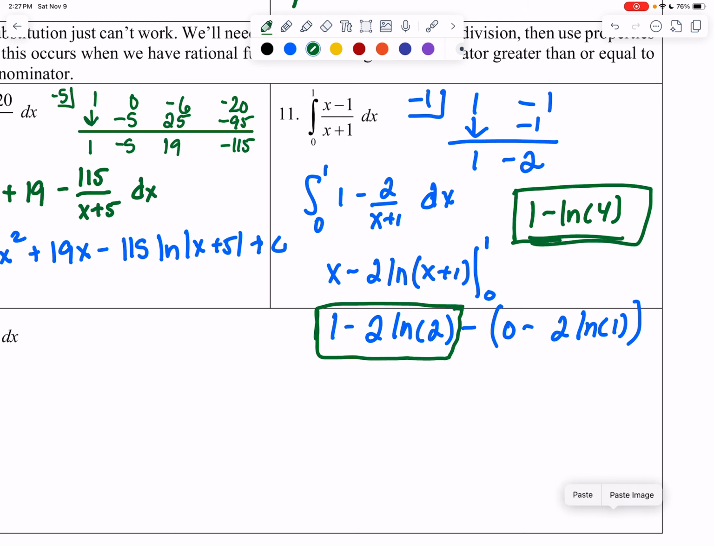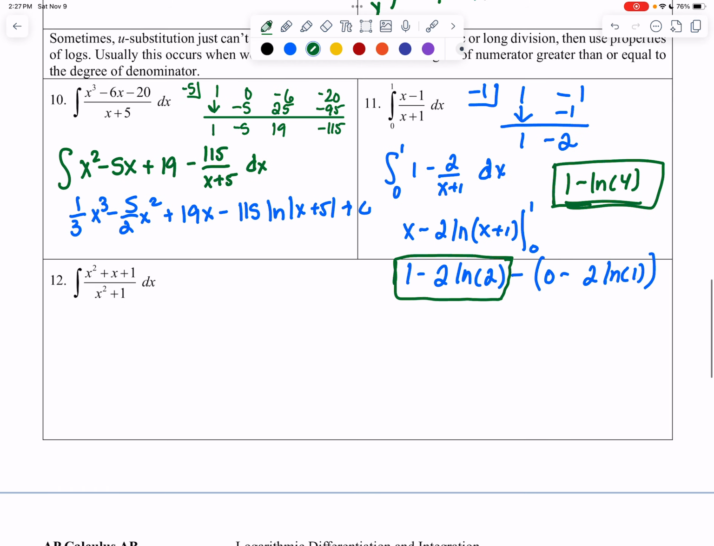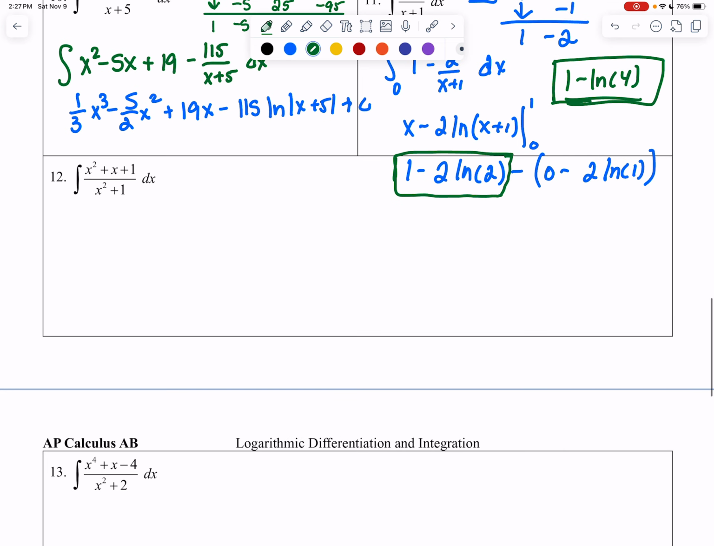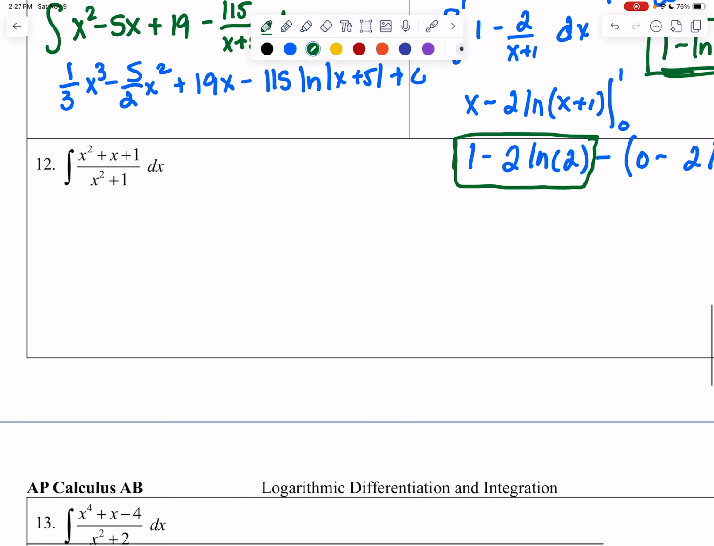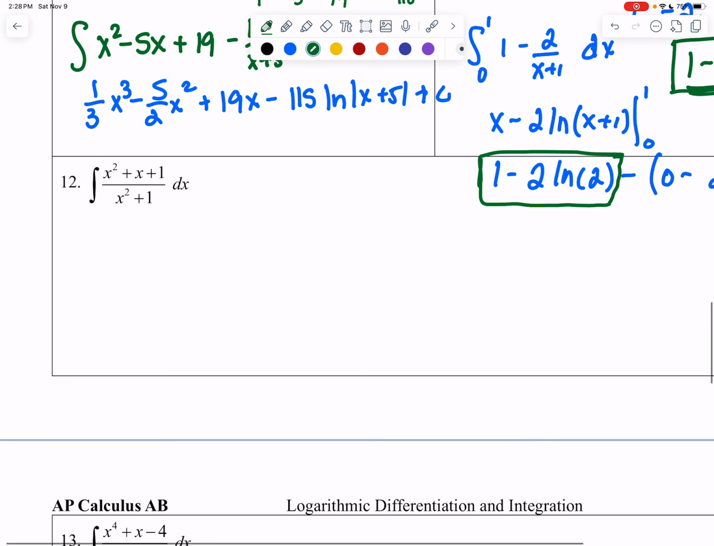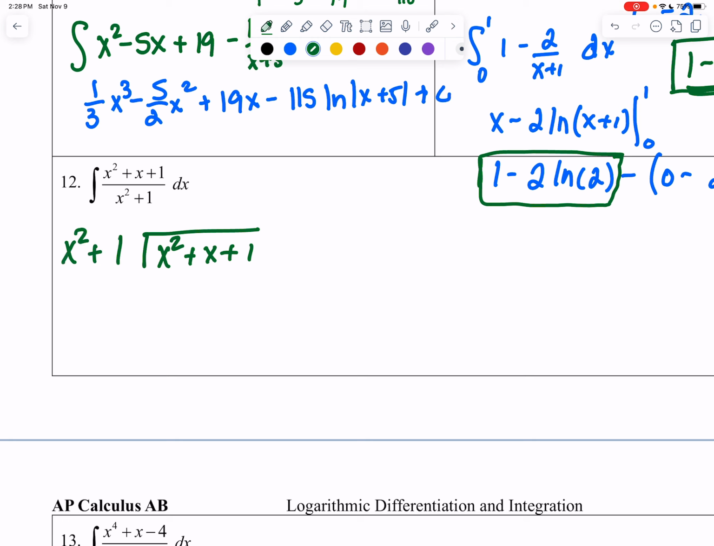Number 10 and 11 used synthetic, but number 12 here, sometimes you won't be able to use synthetic and you might have to use long division. So for number 12, we're going to be using good old long division. So that is going to give me 1 right here, x squared plus 1. And then if I were to subtract that, that's just going to give me an x.